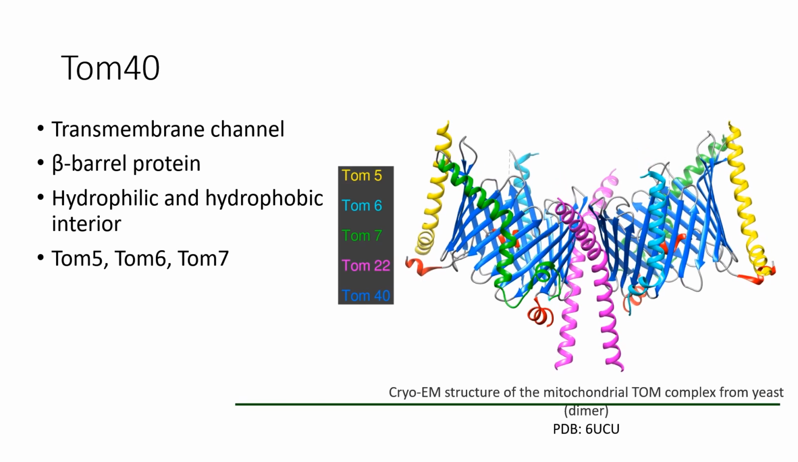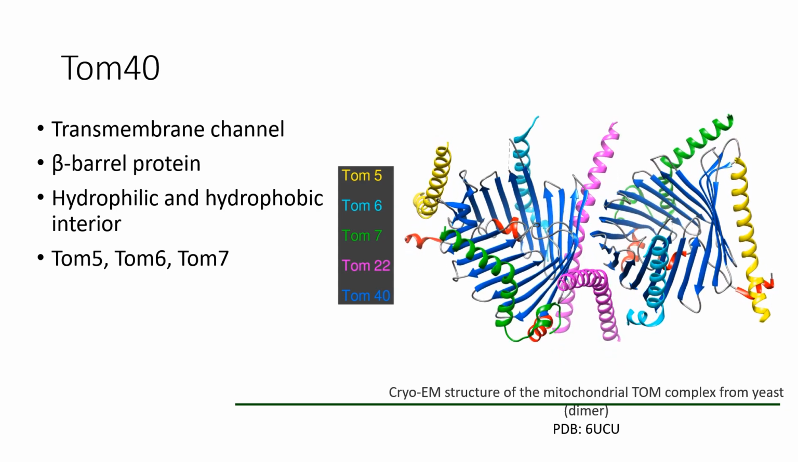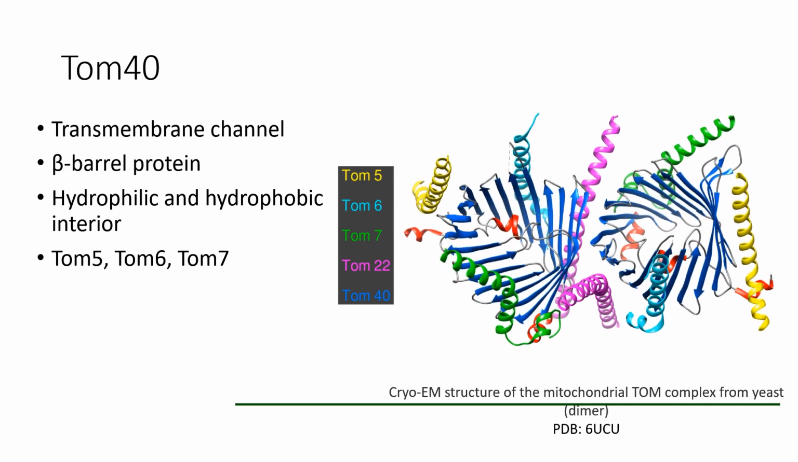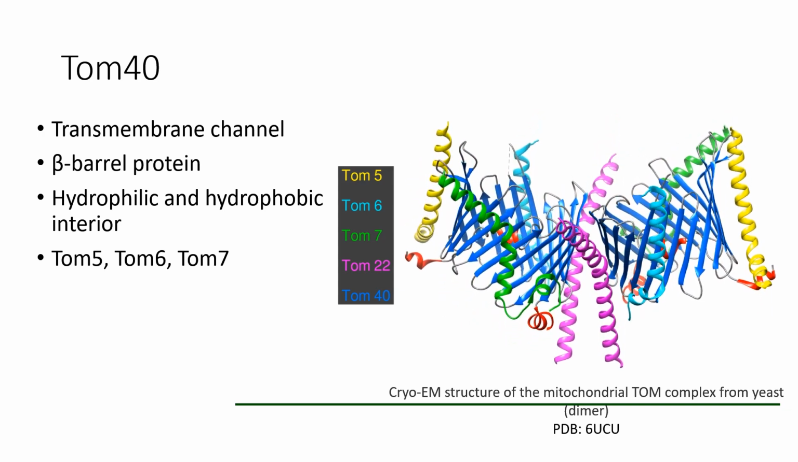TOM40 is assembled and stabilized by the small subunits TOM5, TOM6, and TOM7, as color-coded here, that interact with TOM40 beta strands 10 through 11, 13 through 15, and 3 through 6.